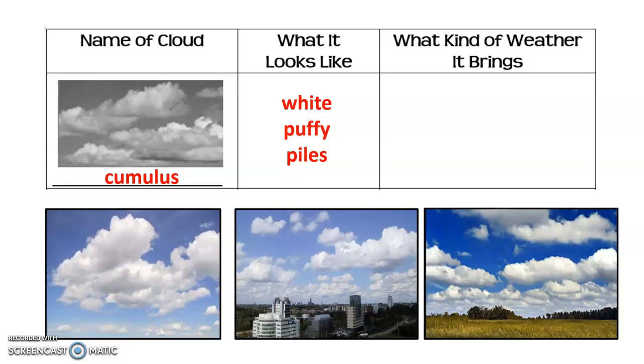And as you can probably guess, when you see this type of cloud in the sky, it usually means we have good weather. Our science word for good weather is fair weather. So fair means good weather. So it's sunny, it's a beautiful day, great time to spend outside. Those are cumulus clouds, probably everybody's favorite cloud to see. They are big white puffy piles.